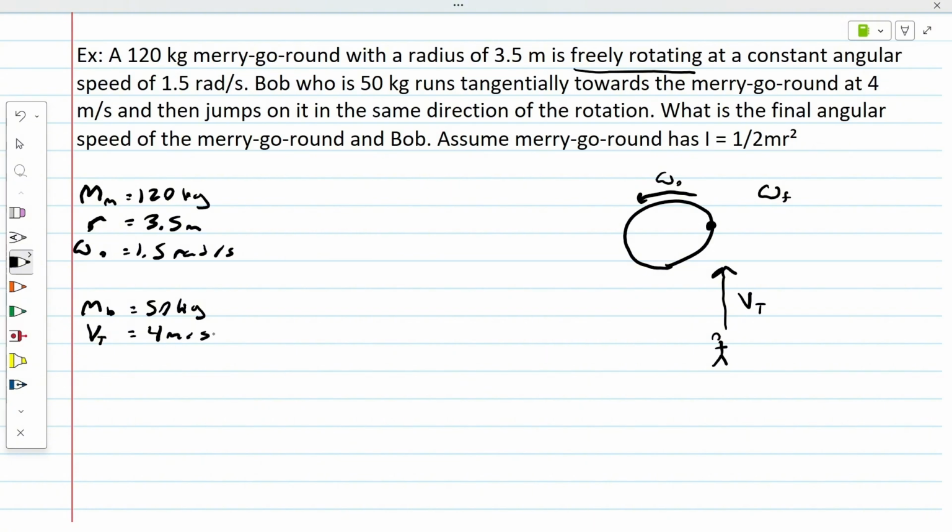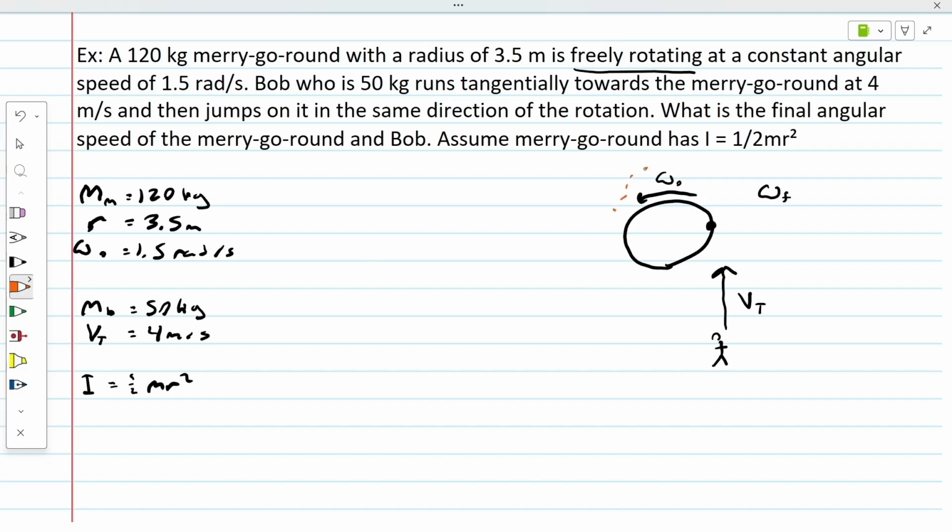Okay, and then he jumps on in the same rotation. And we know the merry-go-round has this 1/2 mr squared relationship. So we want to know, can we even use conservation of momentum here? And the answer is yes, and that is because it's freely rotating, so there's no friction, and we can only use it depending on how we define our system.